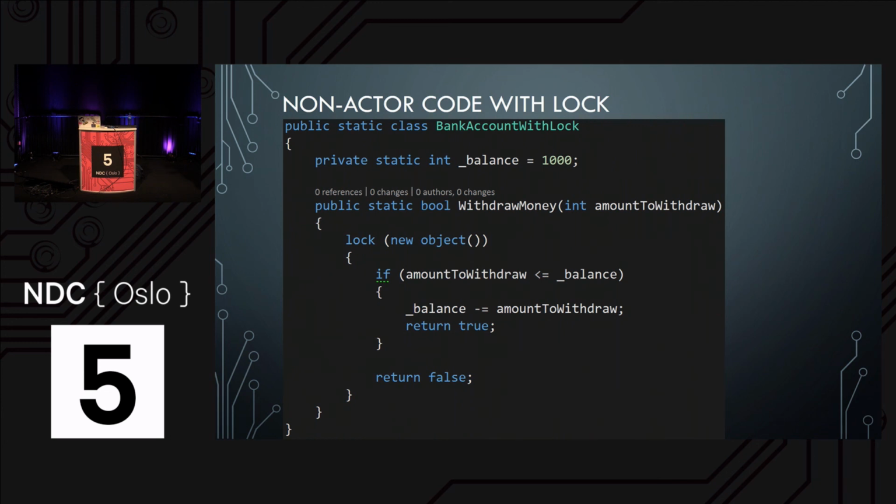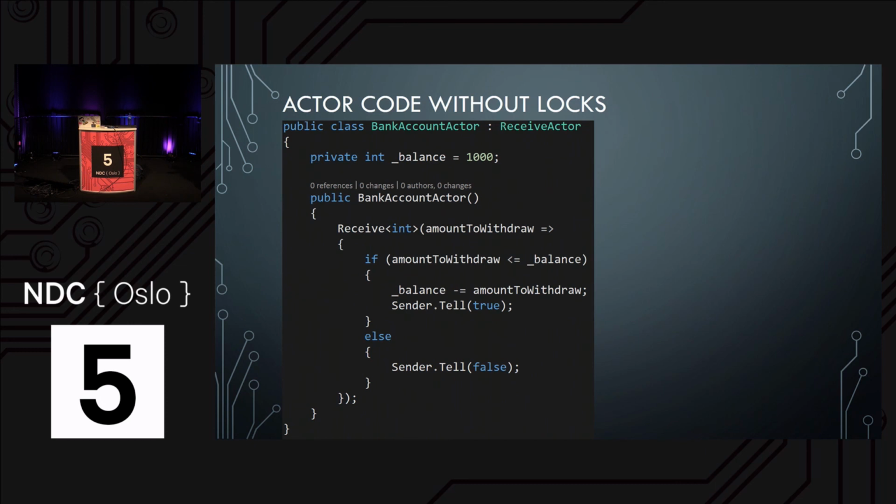So what we can do instead, if we implement this as an actor, is we have the exact same algorithm, but instead of a method, we receive a message, which in this case is just a simple int. And the beauty of this is that because only one message is processed at a time, you'll never be able to send in two things simultaneously and overdraw the account.